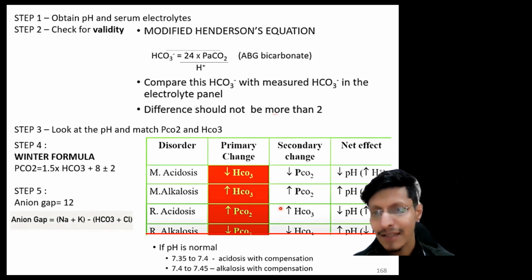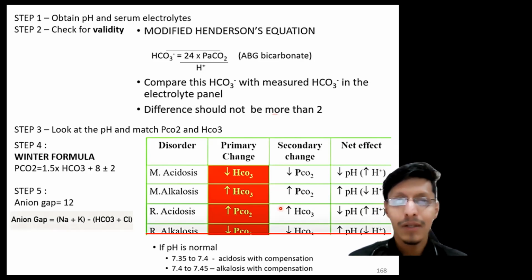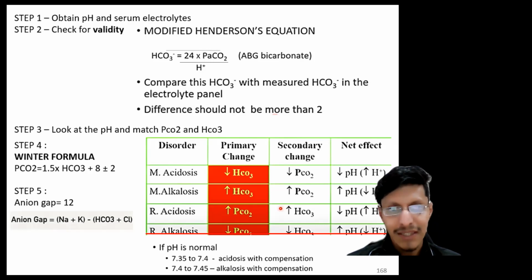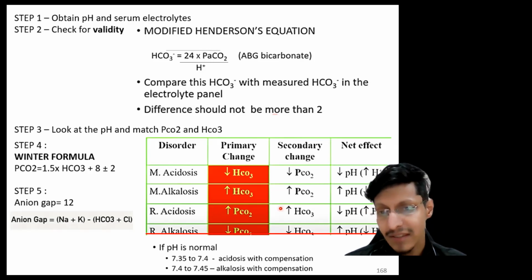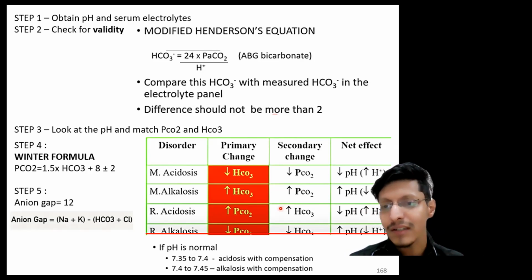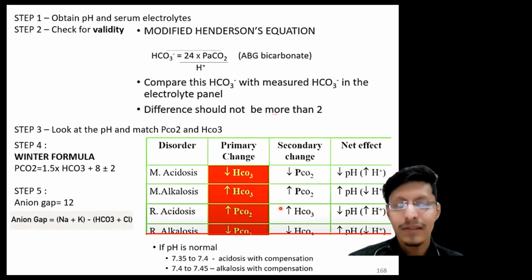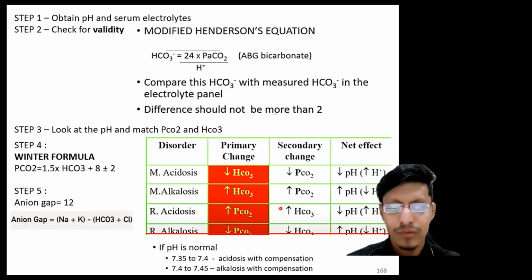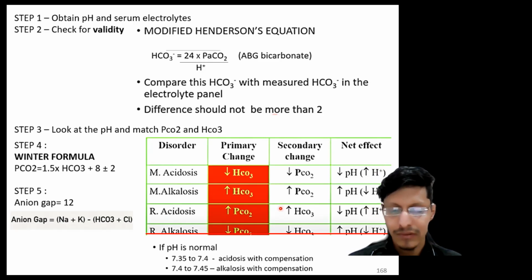Then we calculate the anion gap. How is the anion gap calculated? The anion gap is calculated by adding sodium and potassium and then subtracting bicarbonate and chloride from it. The normal anion gap is usually 8 to 12; we take 12 as an average value. If it is less than 8, it is towards a low anion gap metabolic acidosis. If it is between 8 and 12, we call it a normal anion gap metabolic acidosis. If it is more than 12, we call it a high anion gap metabolic acidosis.